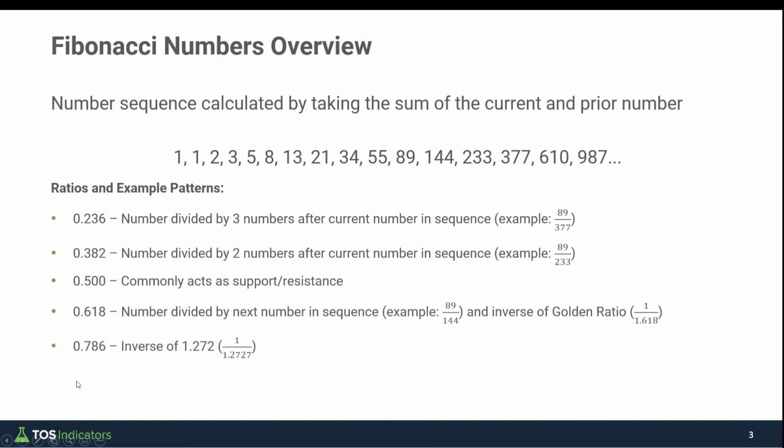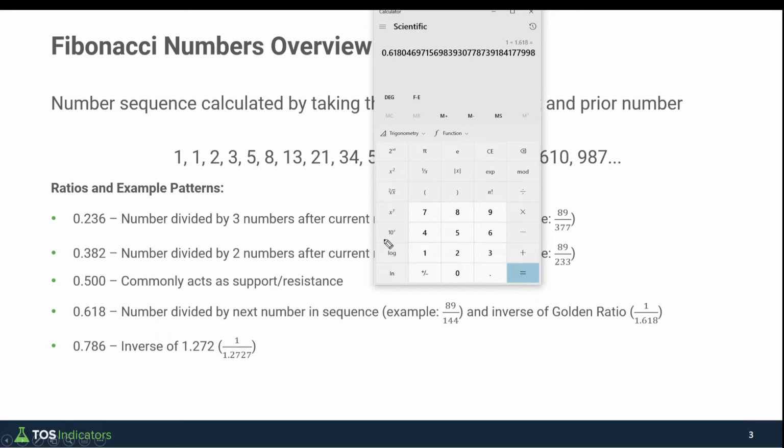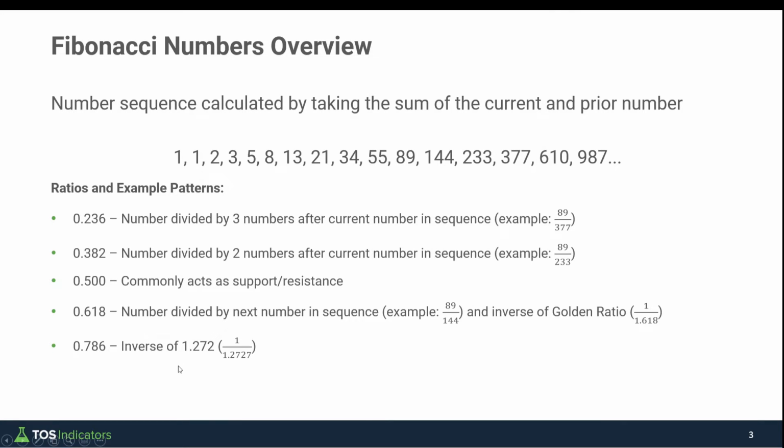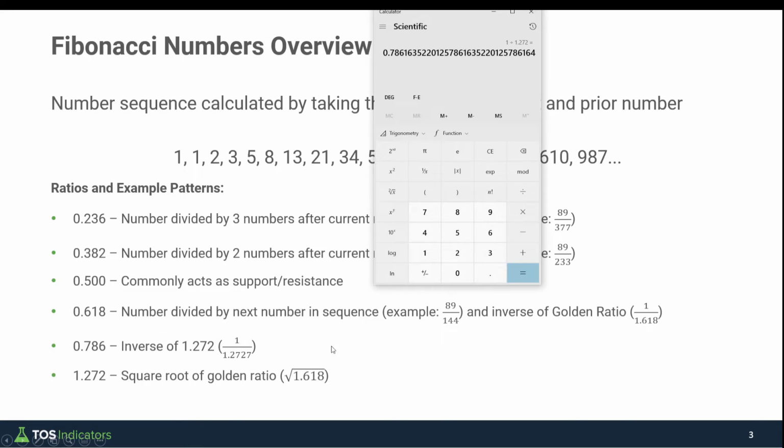Now next up in the sequence, we have 0.786, which is the inverse of 1.272, which is another ratio from the price extensions that we use. 1 divided by 1.272, we get 0.786, which is a ratio that is again in our Fibonacci tool sequence. After that, we have 1.272, which we've already used at this point. 1.272 is the square root of that golden ratio. So if we were to take 1.618 and take the square root of this, we would have 1.272 as the result.